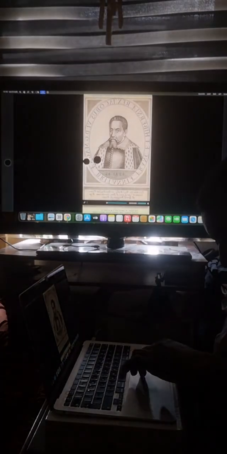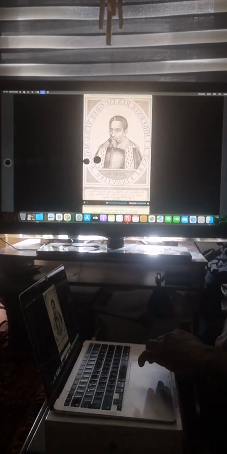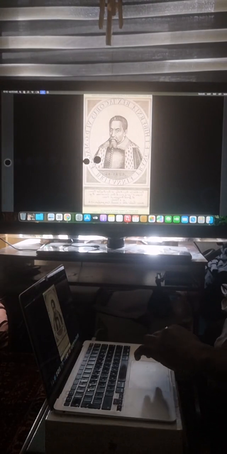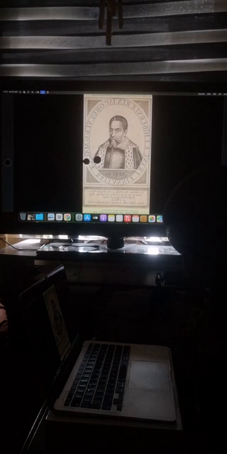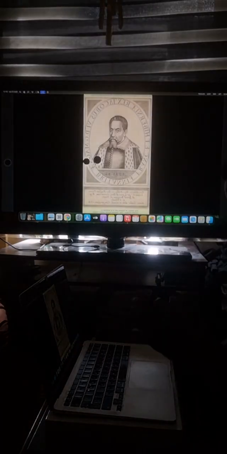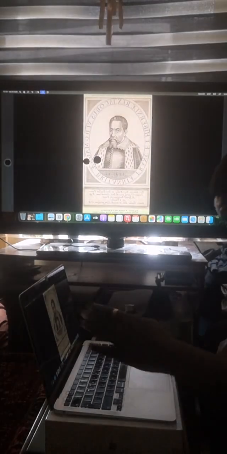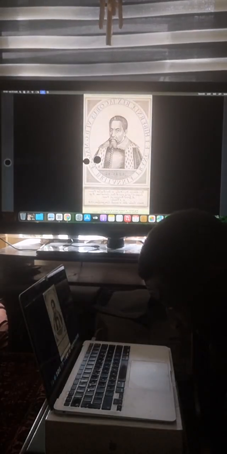So here is another engraving. This is actually an engraving of King James, yeah? So this is not just some regular picture. This is King James of England by Hendrik Hondius, yeah? So you can see the name is put on there so you can see who did this portrait or engraving, yeah?